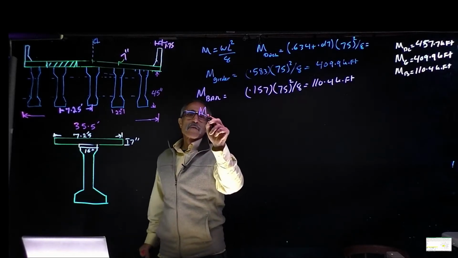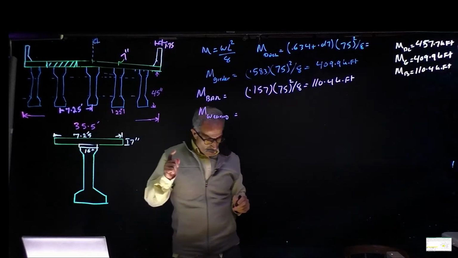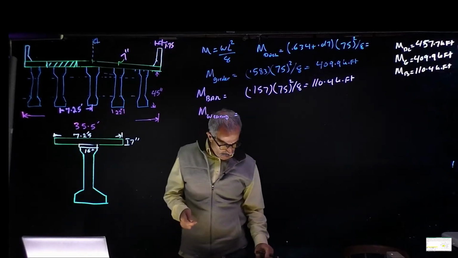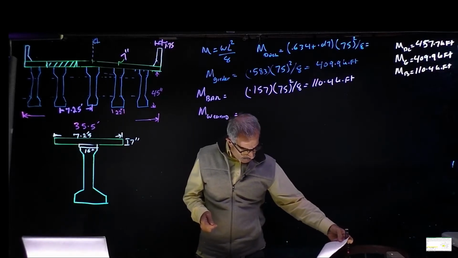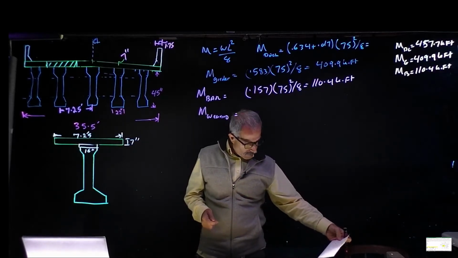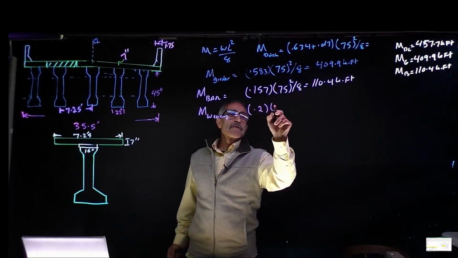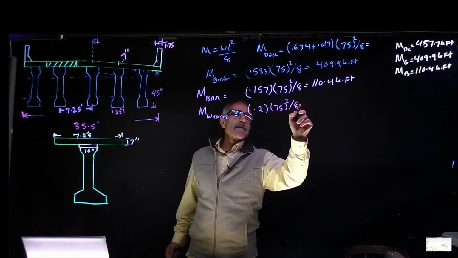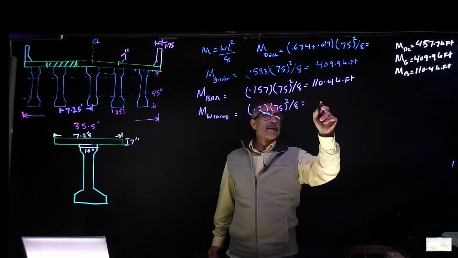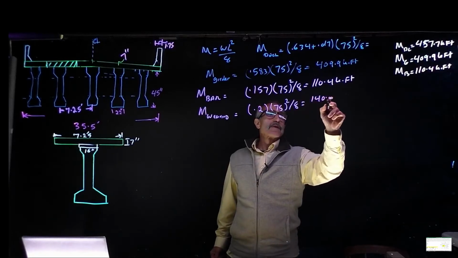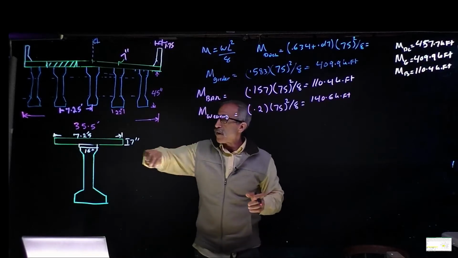Okay. So now we have M wearing surface, the moment of the wearing surface. The load came out to 0.2. Did it come out to 0.2? Yep. So that's 0.2 times 75 squared divided by 8, and I end up with 140.6 kip foot.